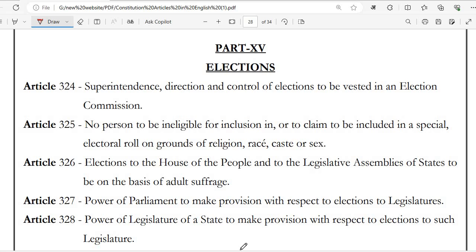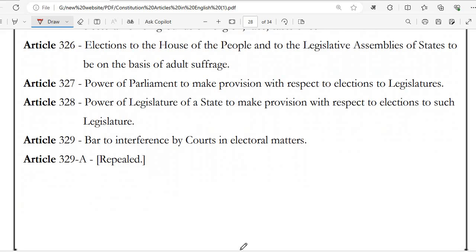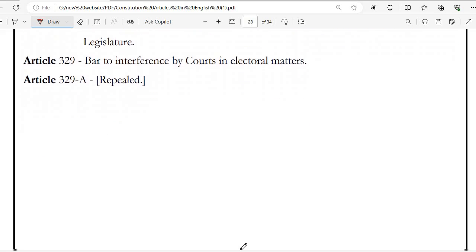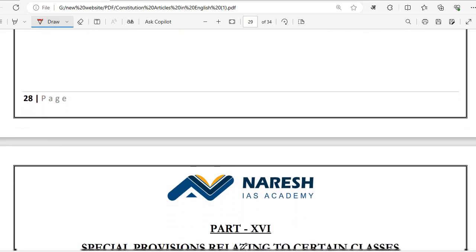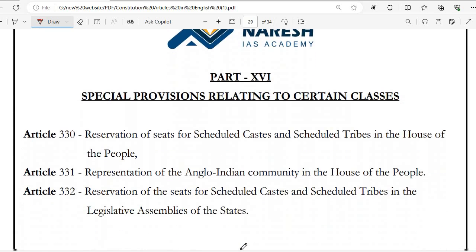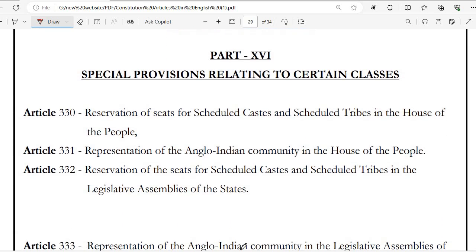Article 325 makes provision for the electoral rolls. Article 326 provides adult franchise to all persons, and this is not a constitutional right, it is a legal right. Okay, power and functions of commissions. Next, special provisions relating to certain classes.